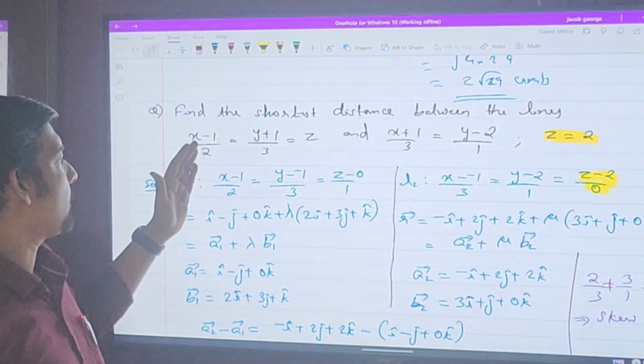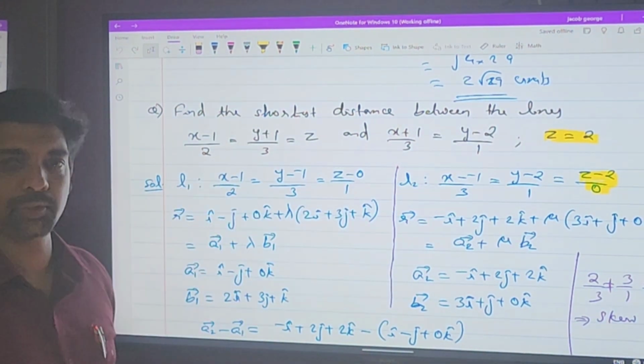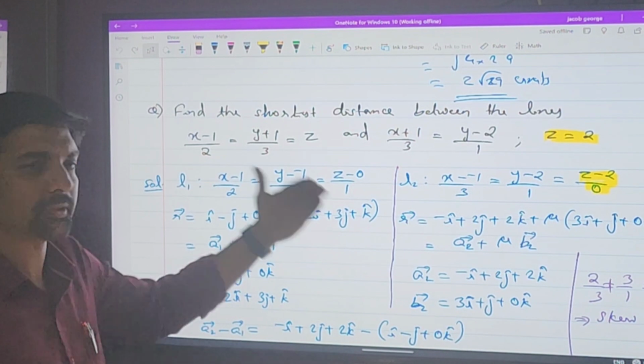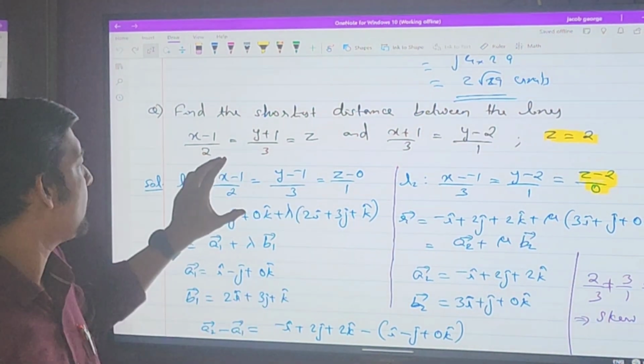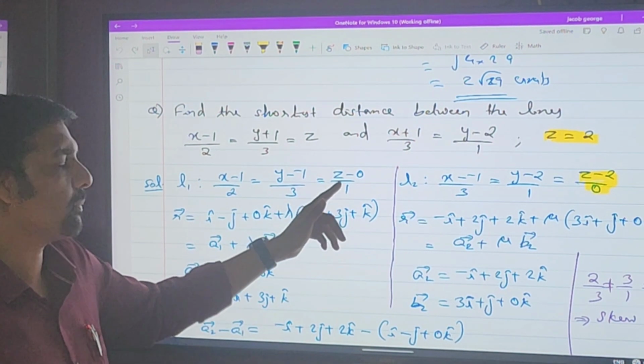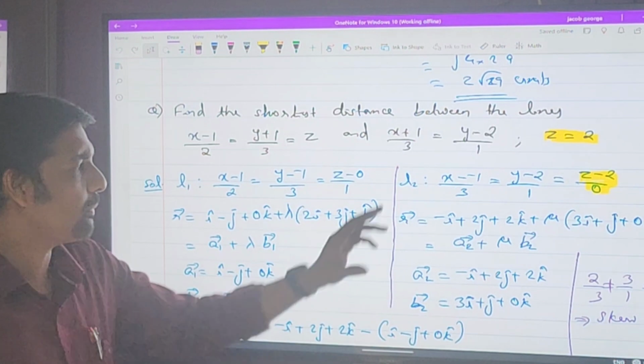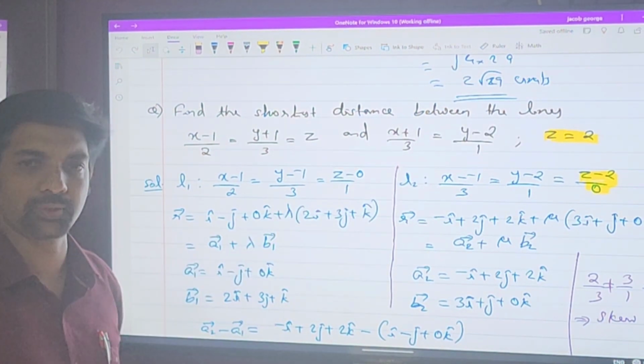See the next question: find the shortest distance between the lines. Here Cartesian forms are written, but there is a slight difference in this Cartesian form. In the first one, the last term is equal to z. That one we can write as z minus 0 by 1. In the second Cartesian form, it is a semicolon or comma, z is equal to 2.